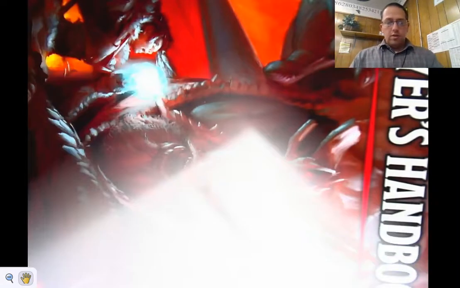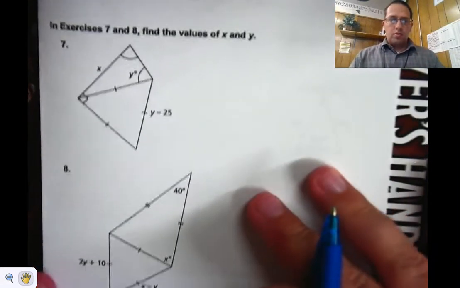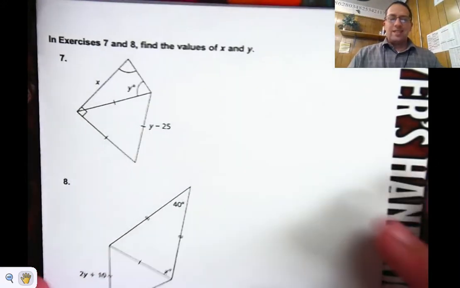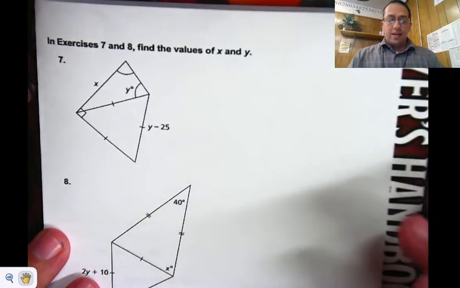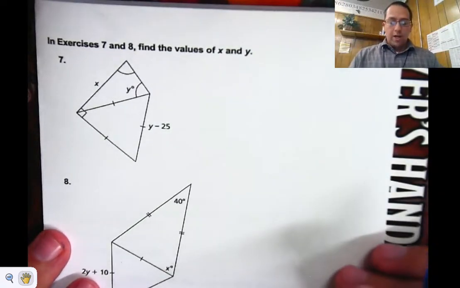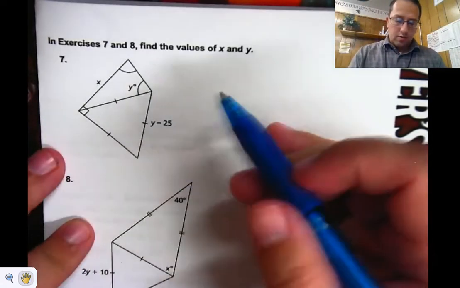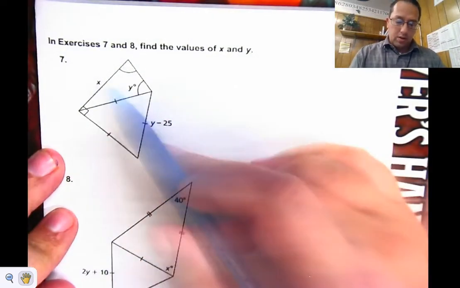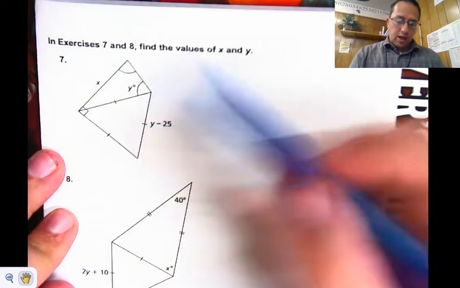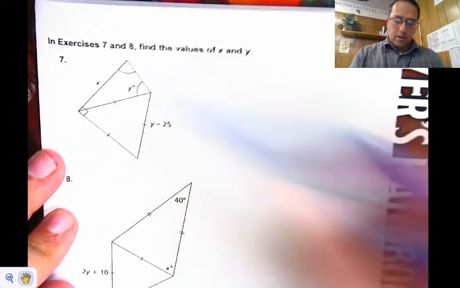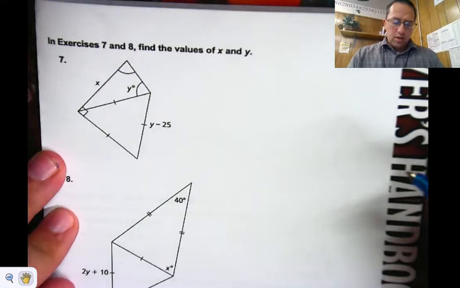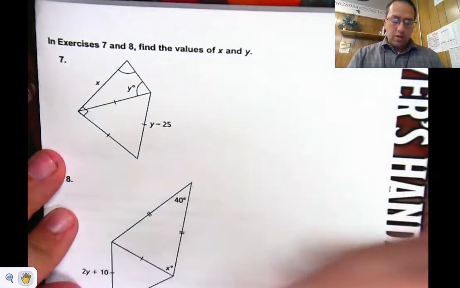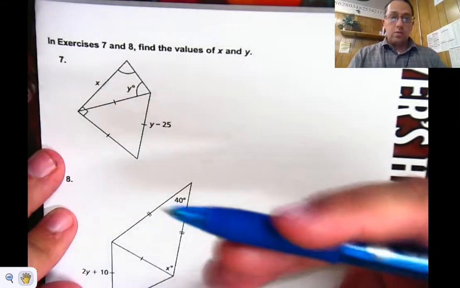Okay, so let's take a look over here at numbers 7 and 8. Here it gets a little bit trickier. So we need to find the value of x and the value of y. Looking at this, we've got a couple of things going on. We've got x right there, the length of this side. Y is the measurement of this angle. And then we have y minus 25. So looking at this, what do we notice? What can we use?